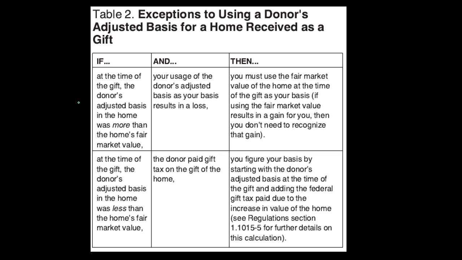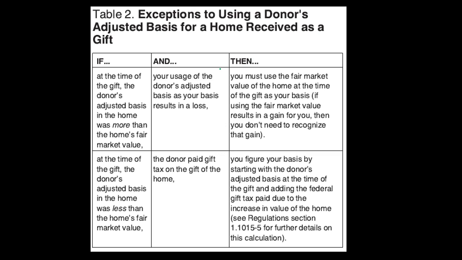Reading the first item: at the time of the gift, the donor's adjusted basis in the home was more than the home's fair market value. So the adjusted basis is more than the fair market value, and that doesn't typically happen. We would hope that the home went up in value. Real estate, we're hoping, goes up in value, and we would think the fair market value would be more than the basis. But in the situation where the basis is more than the fair market value and your usage of the donor's adjusted basis as your basis results in a loss, then you must use the fair market value of the home at the time of the gift as your basis.